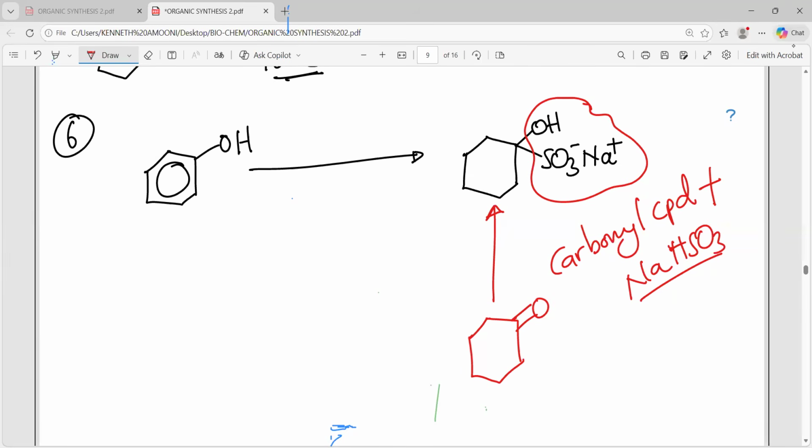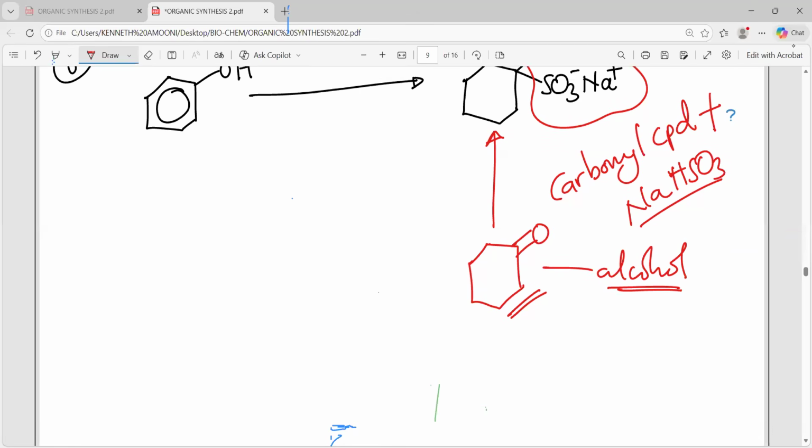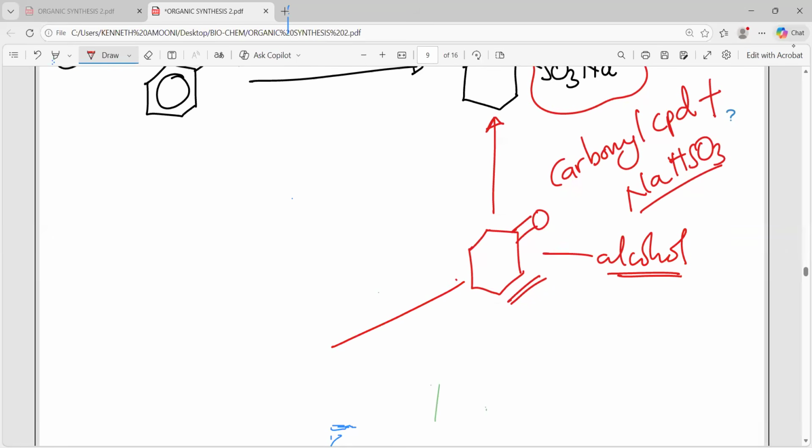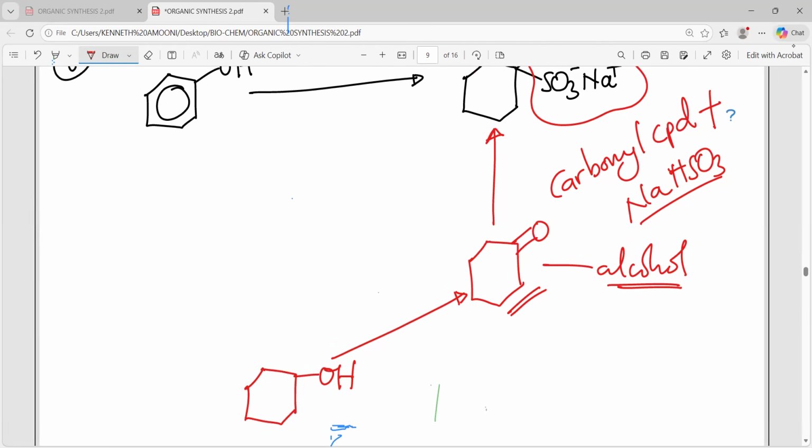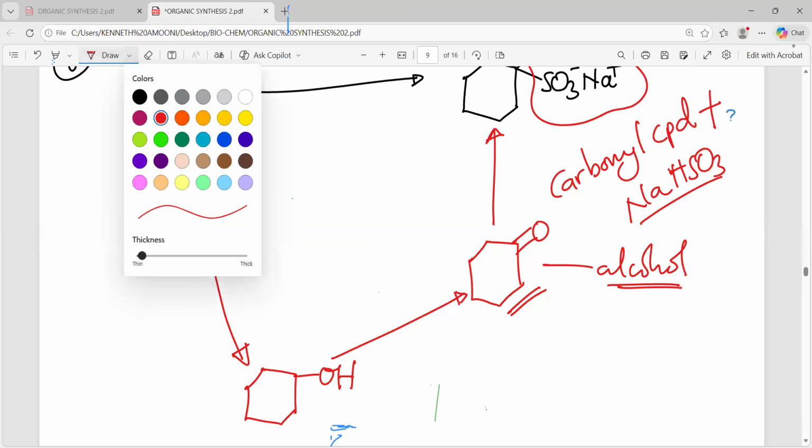But how am I going to produce that carbonyl compound? We can produce it from an alcohol. And which alcohol are we going to produce it from? It can be produced from an alcohol which is of that form, OH. So you can see that the thing is coming from, we are already going to phenol. Then from phenol, you can produce this kind of alcohol. You looked at that under the addition reactions of phenol.